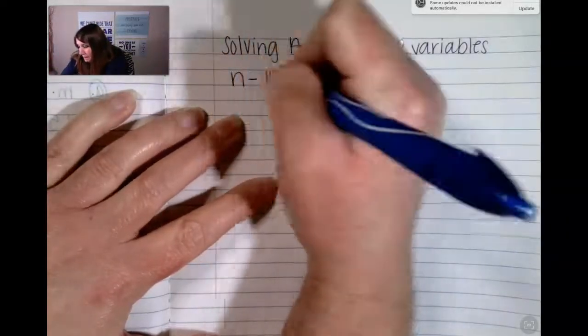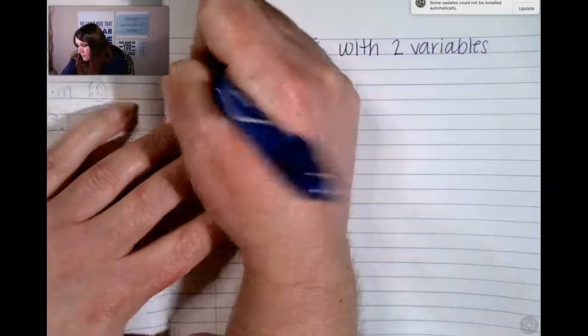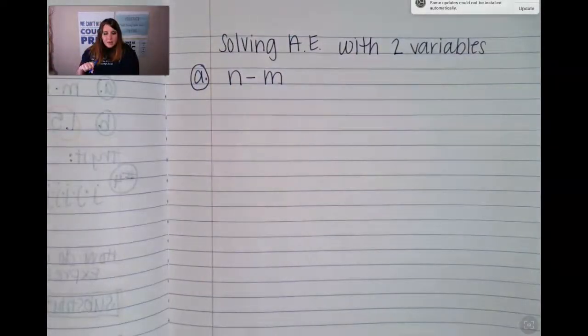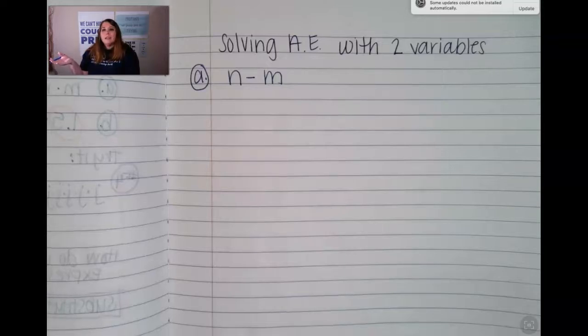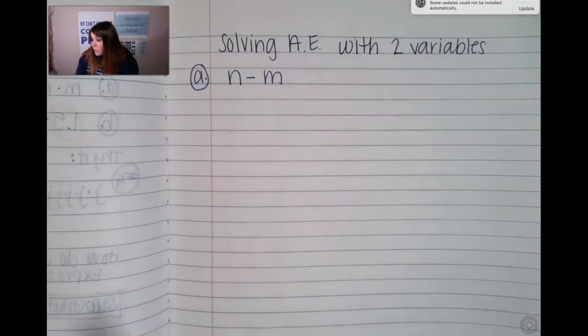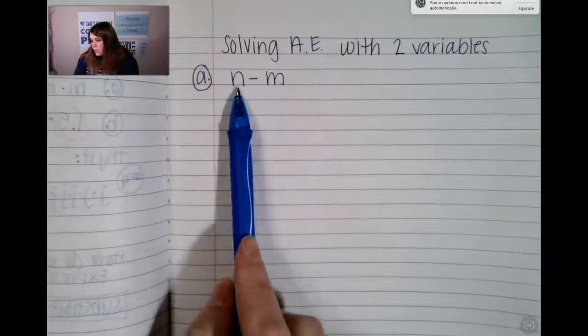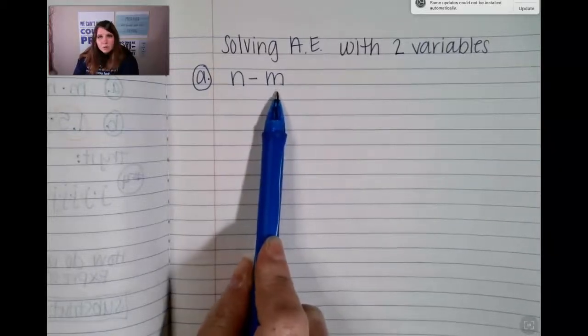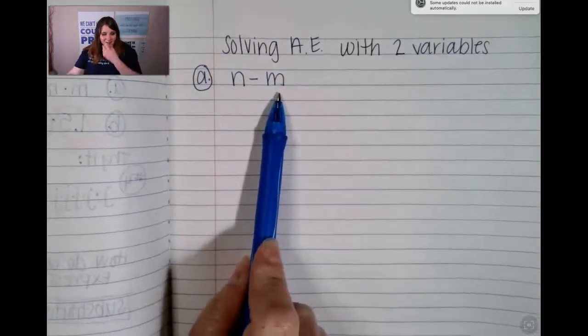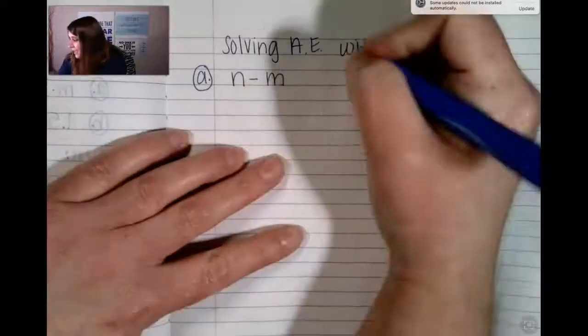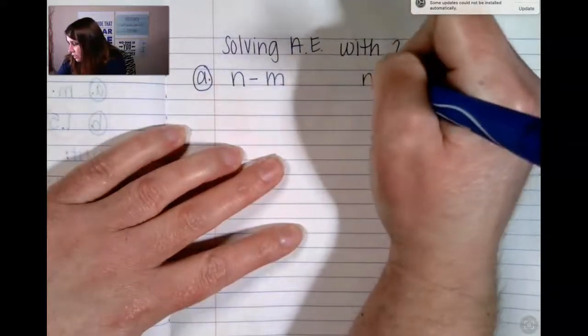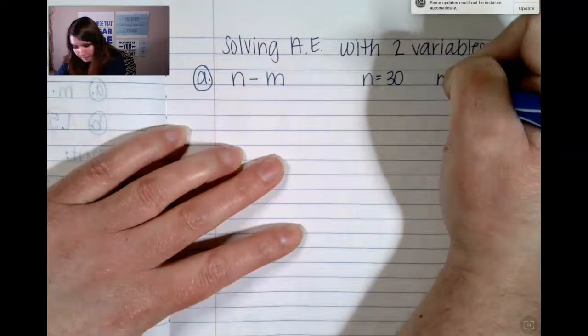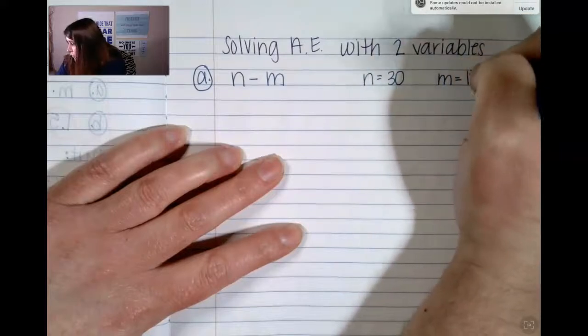Okay, ready? All right. We have a problem that looks like this. N minus M. Okay, so this is example A. N minus M. What? That's not even math, Miss Englander. Like, that's just the alphabet with a subtraction sign in between. No, really, this is math. It stands for something. Maybe you have nectarines and mangoes. I don't know. We're eating fruit right now. Okay? And they tell you that N equals 30 and M equals 12.